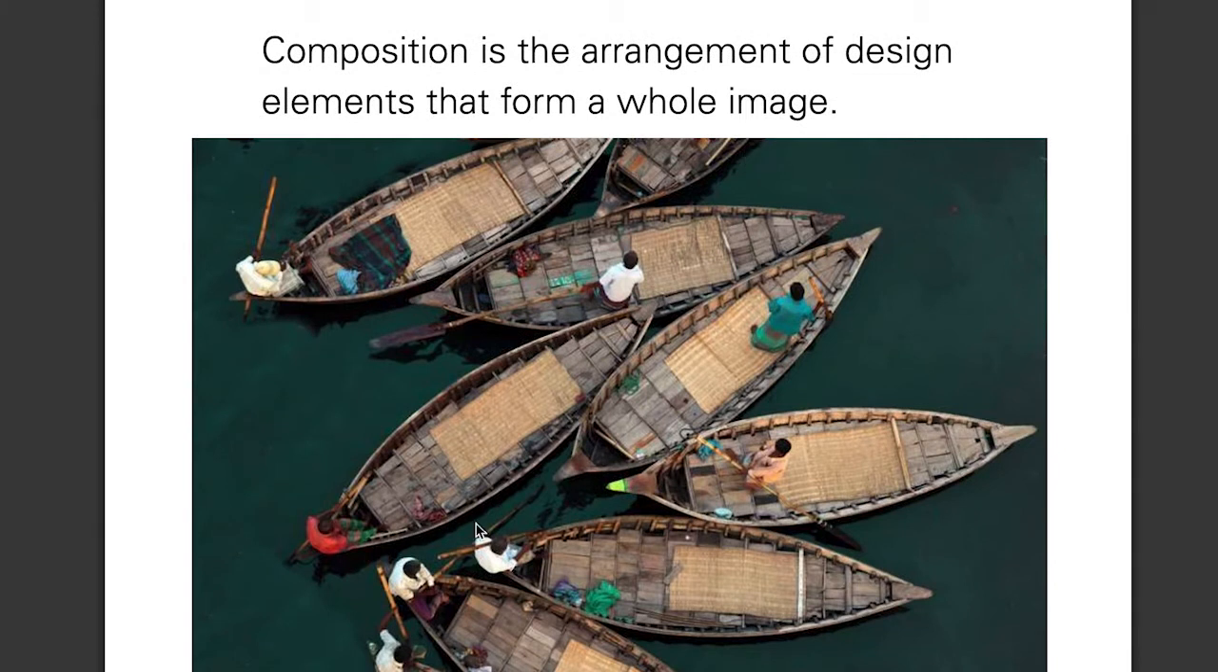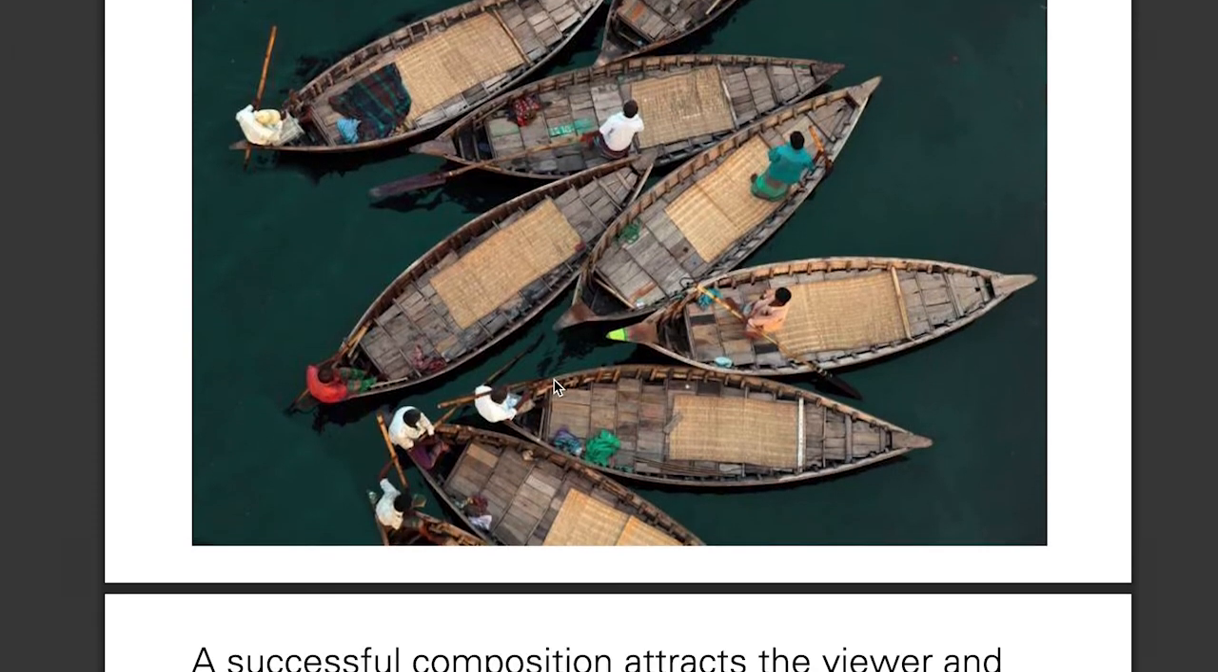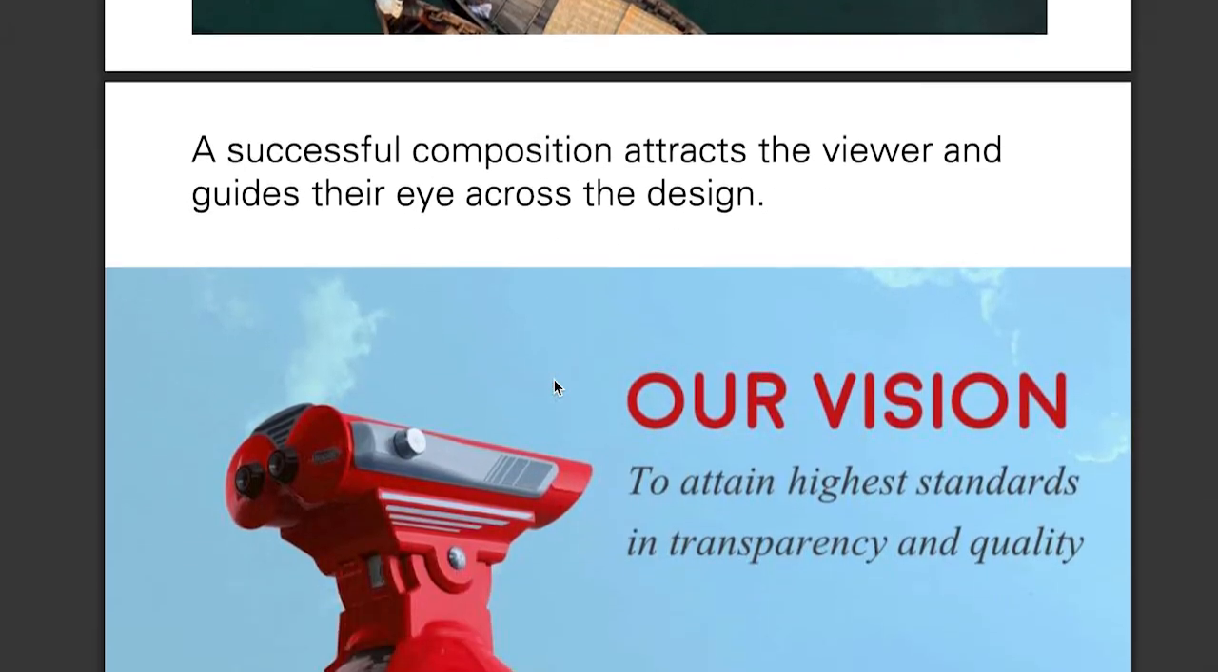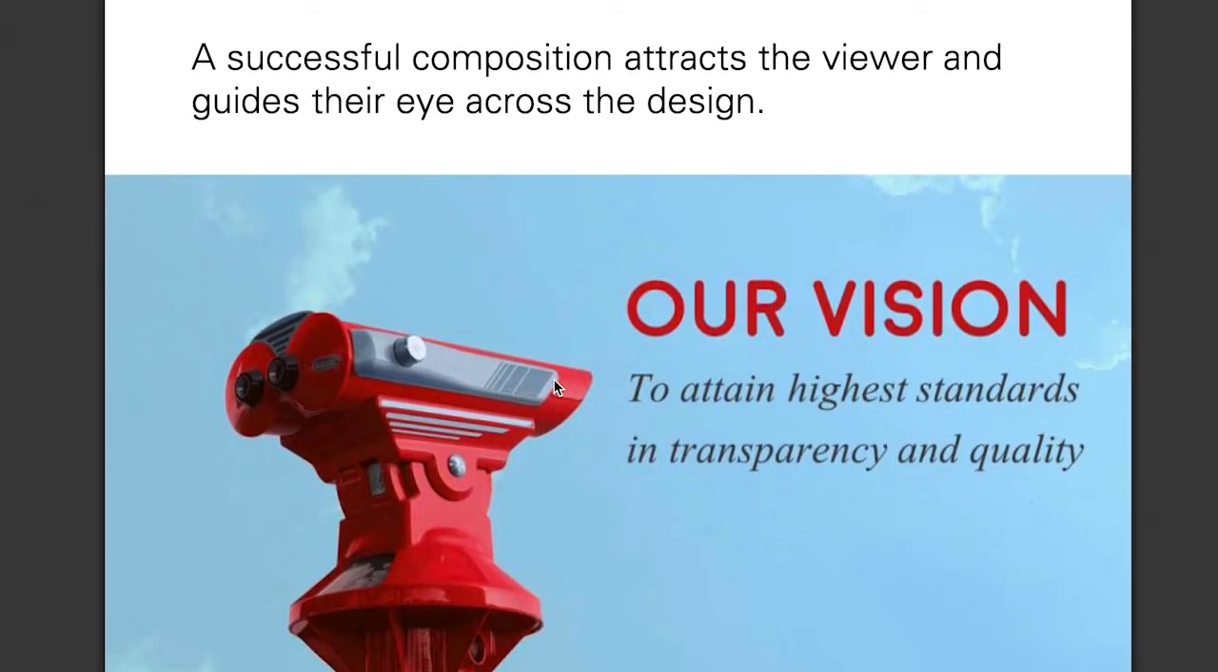When we're talking about photography, if you look at the distribution of these boats and how, again, the boats carve space into the ocean, creating this silhouette. Composition is the arrangement of design elements that form a whole image. This is just a photo, but whoever took the photo saw that composition and found it striking. A successful composition attracts the viewer and guides the eyes across the design.